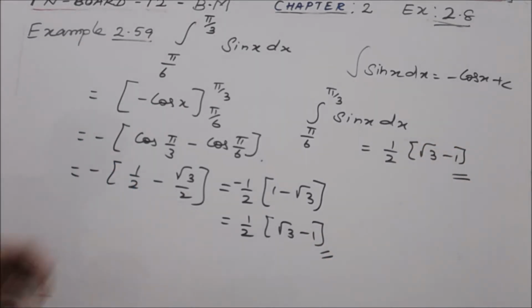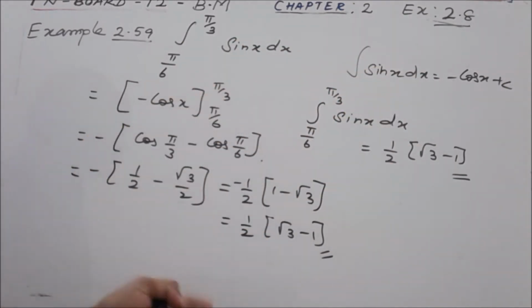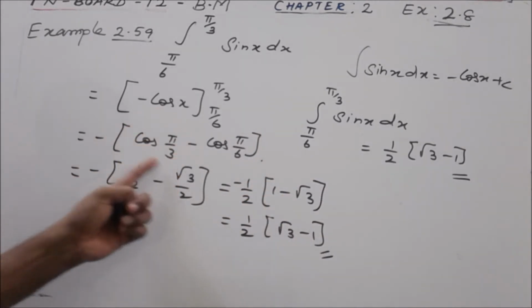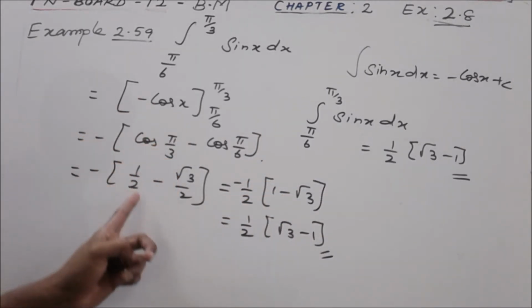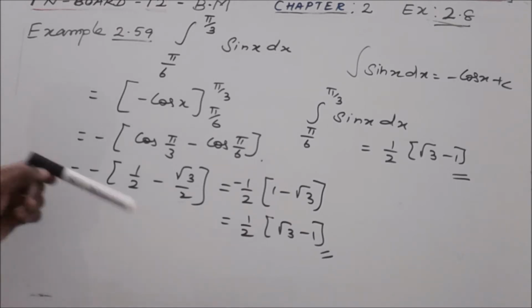This is very simple. Just integrate sin x as minus cos x, then upper limit minus lower limit. Easily we can get the result. We should know the value of cos 60 degree is 1 by 2 and cos 30 degree is root 3 by 2. This is very important. So all the basics you should know, and in addition you should know thoroughly the integral formulas and the trigonometric formulas, whatever you have learned in 11th standard. You should keep all those things in your mind. Then only you can easily complete the integration problems.